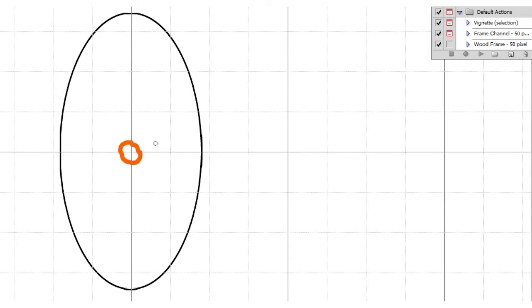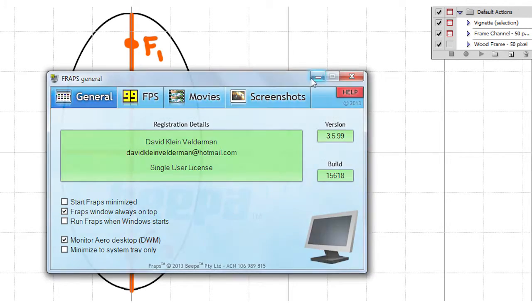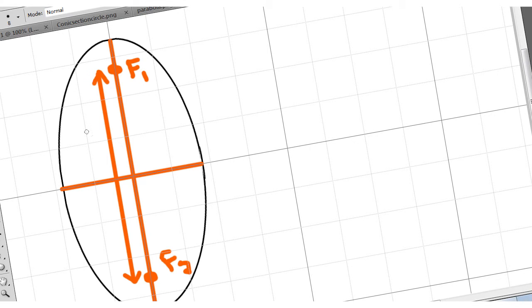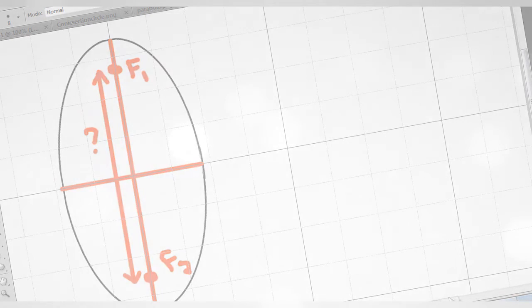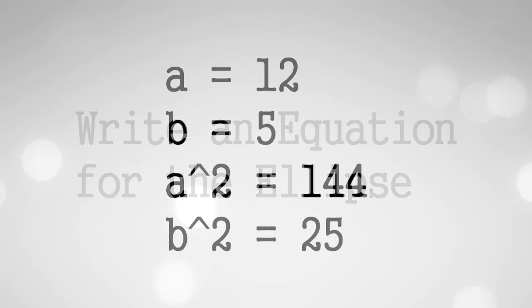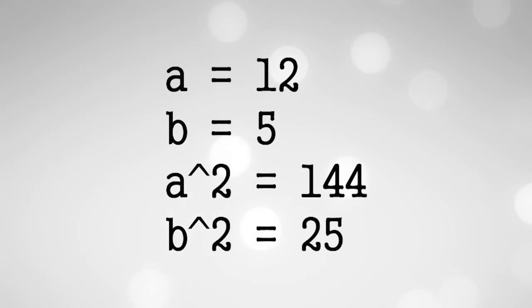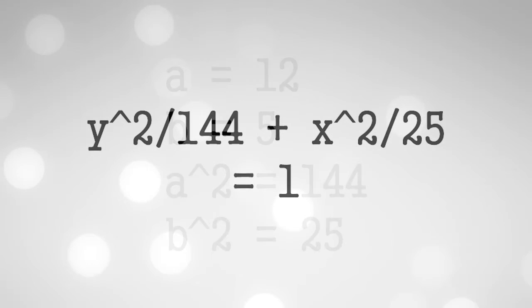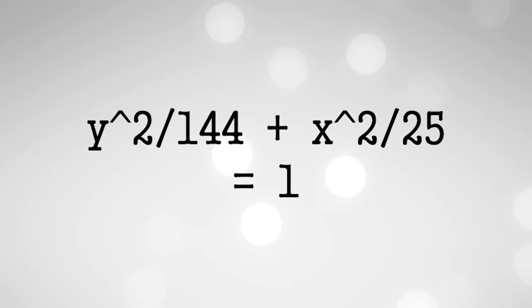So this is the problem. The lithotripter's ellipse has a major axis of 12 feet and a minor axis of 5 feet. Assume that the center is located at the origin. How far from the center are the foci? How far from the lithotripter's shockwave generator is the patient's kidney? Write an equation for the ellipse used. Given the values of a and b, the equation of the lithotripter's ellipse is y squared over 144 plus x squared over 25 is equal to 1.